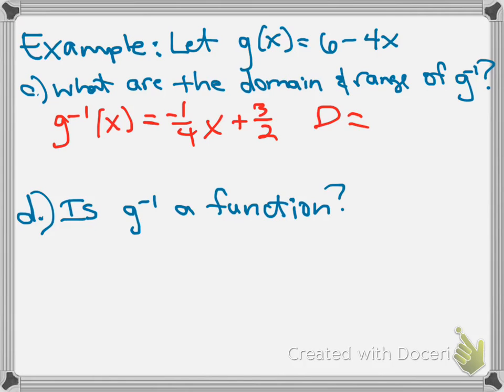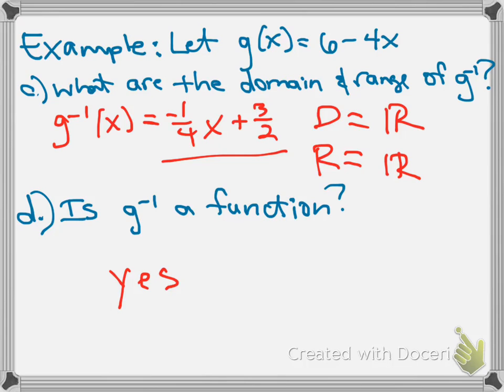In this case, since we're still dealing with a linear equation, the domain once again is all real numbers, as is the range, because again we're dealing with a line here. And then we also want to determine whether or not our inverse, g inverse, is a function or not. And since this equation here is just simply a linear equation, then yes, it is. If we graphed it, you could see that it would pass the vertical line test.